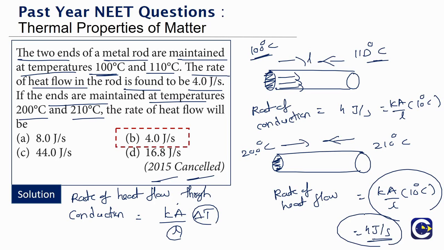Why? Because the rate of conduction depends upon the property of the material, K, thermal conductivity, the geometrical properties, area and length, and then the temperature difference. It does not depend upon the actual temperature at both the ends. It only depends upon the temperature difference between the two ends. Since the temperature difference is the same in both the cases, the rate of heat flow through conduction will also be the same. So what is the correct answer for this? Option B is the right answer.